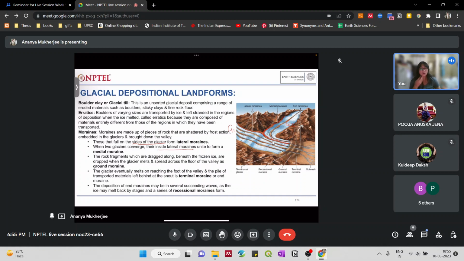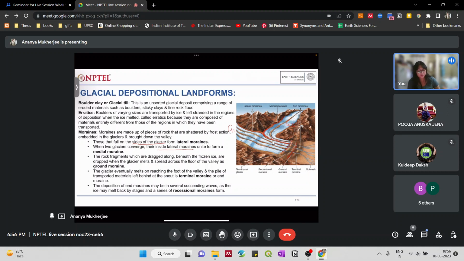What are ground moraines? Ground moraines are rock fragments that are dragged along beneath the ice sheets, and they are deposited when the ice melts and spreads on the floor of the valley. You can see that the ice must have come till here, then it started melting. So these are ground moraines.